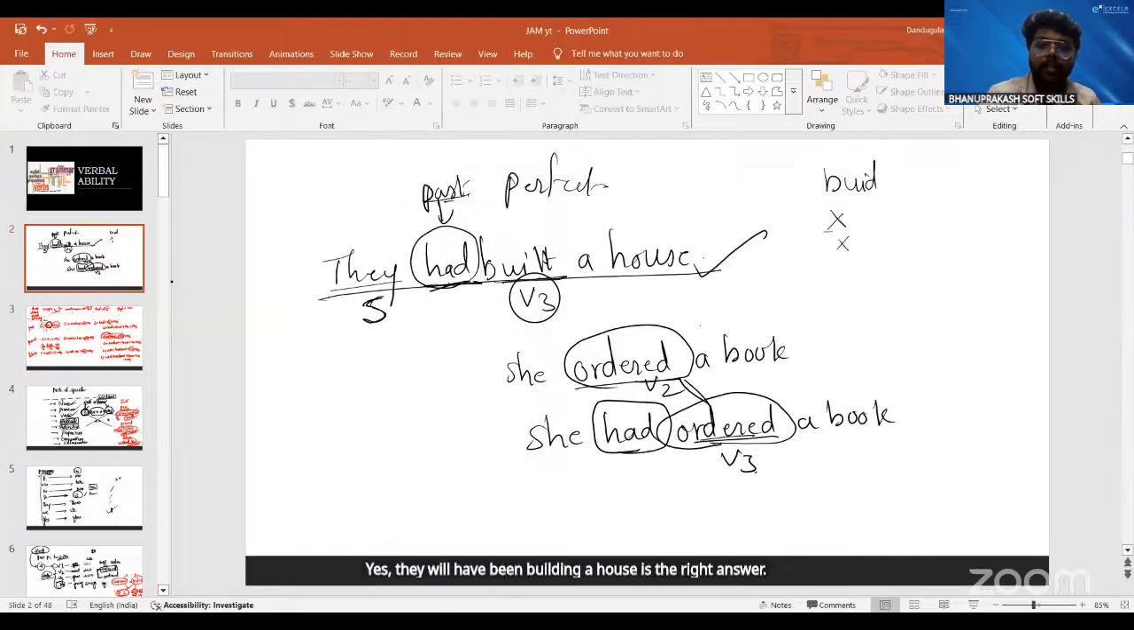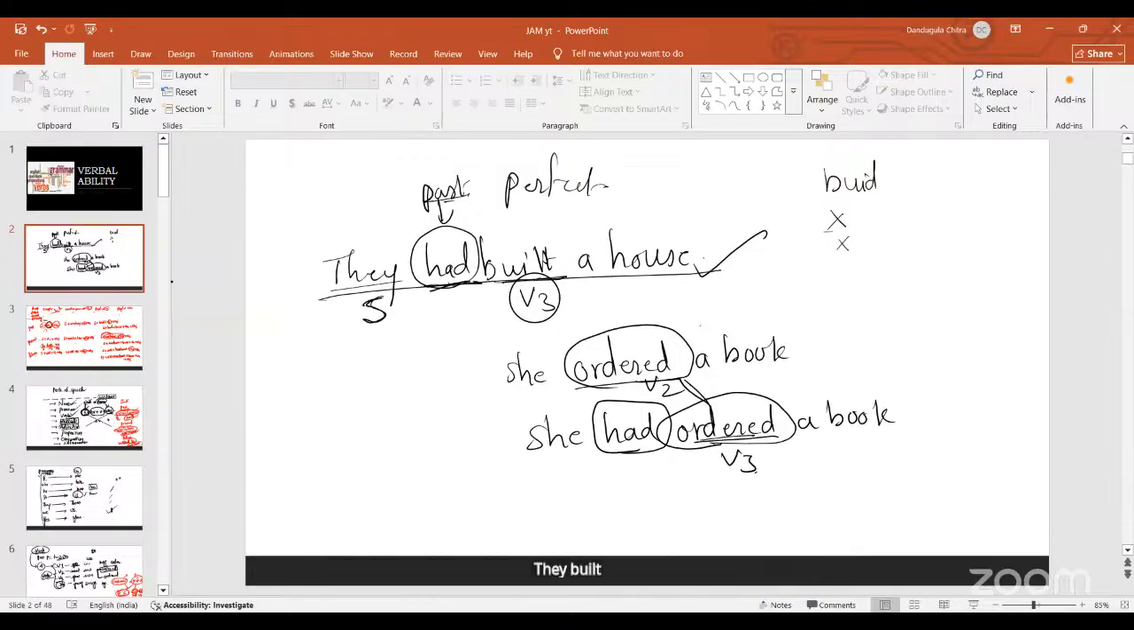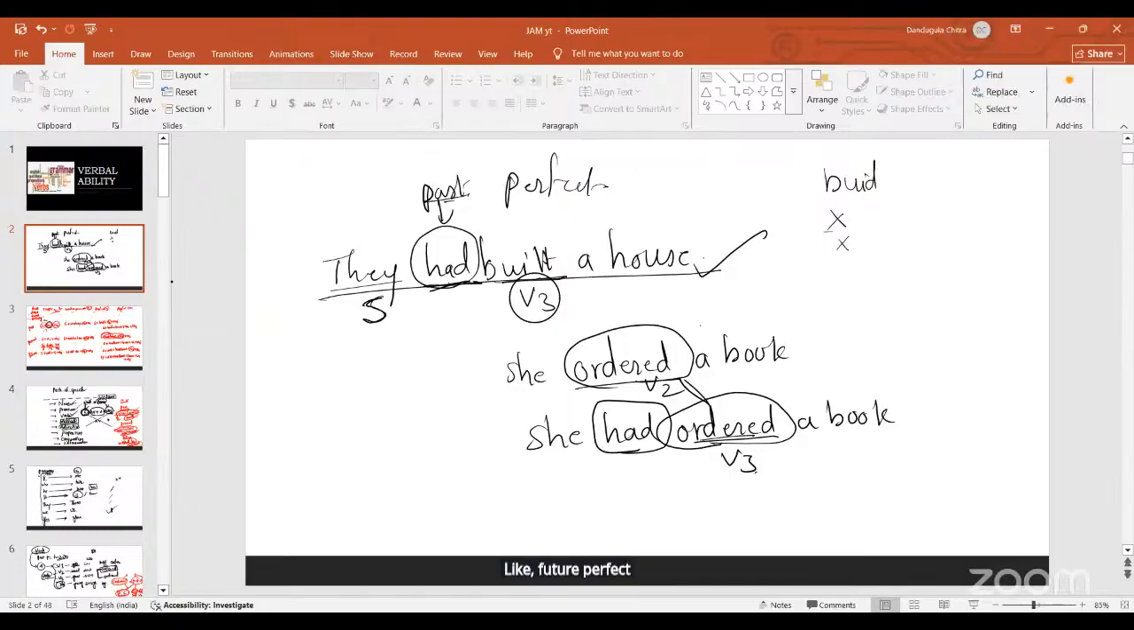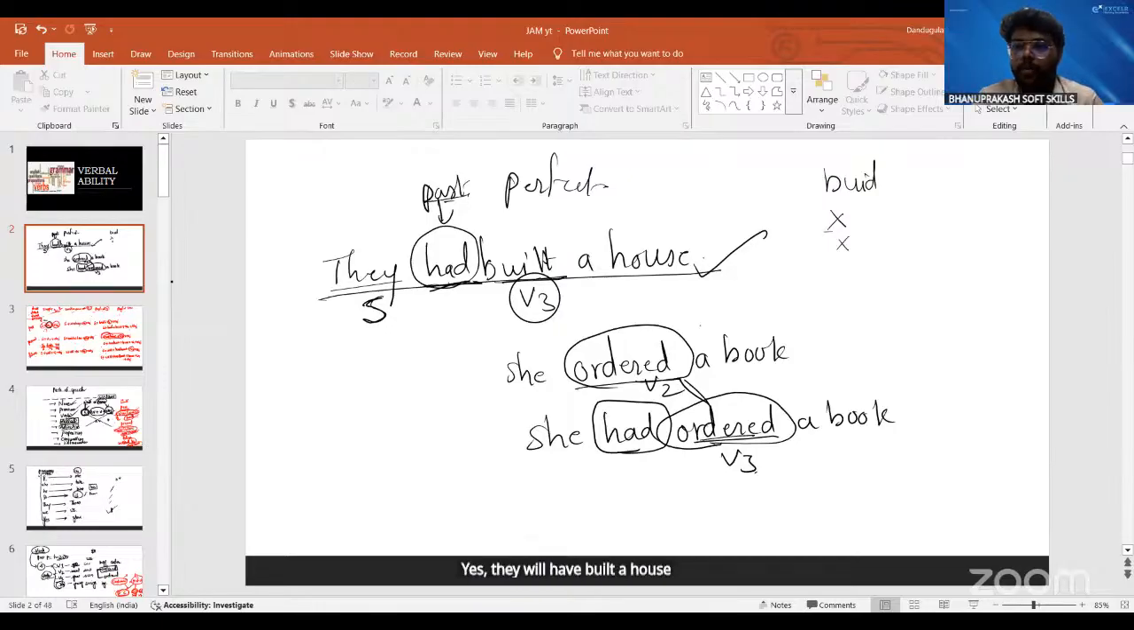Now with the same example, what will be the sentence for simple past? They built a house. Yes, they built a house. It's the right option. Now with the same example, what will be the sentence for future perfect? They will have built a house. Yes, they will have built a house.